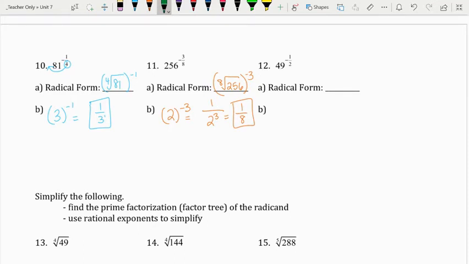And then same thing for the next one. We have the second root. Remember, you don't have to write that, so this would be 7 to the negative 1, which is 1 over 7. Okay, so hopefully we feel pretty good about rewriting them in the different forms.